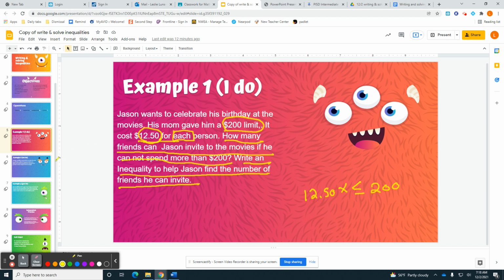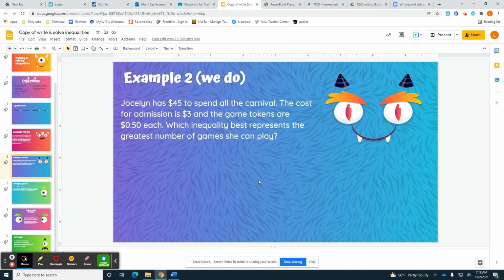All right, so let's go ahead and move on to example 2. So it says, Jocelyn has $45 to spend at the carnival. The cost for admission is $3.